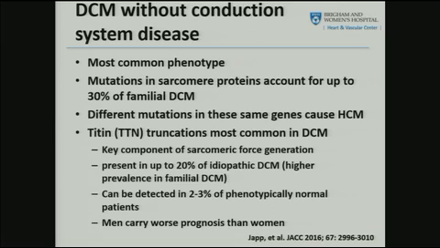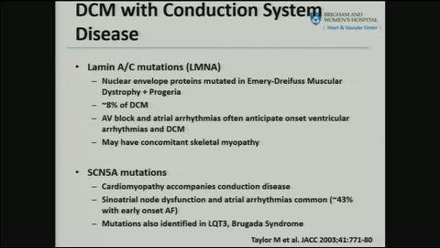Mutations in titin are present in about 20% of idiopathic DCM, with a higher prevalence where there is a familial pattern. But the problem is that some titin mutations are detectable in about 2 to 3% of phenotypically normal people, so that means the penetrance is incomplete. Men with titin mutations carry worse prognosis than women with titin mutations.